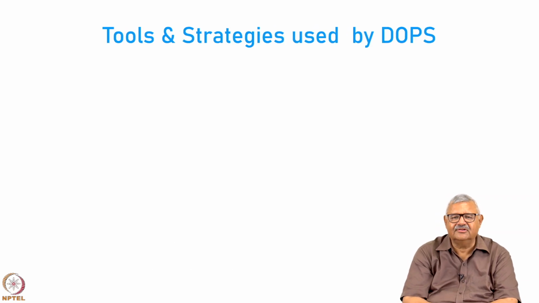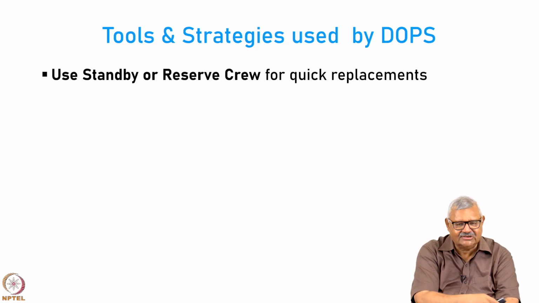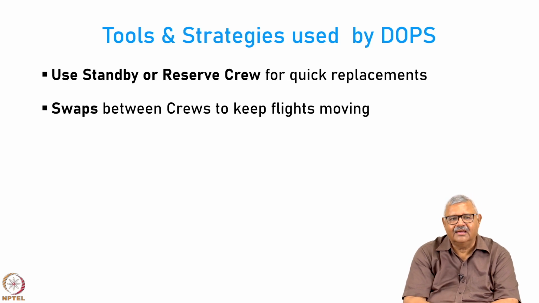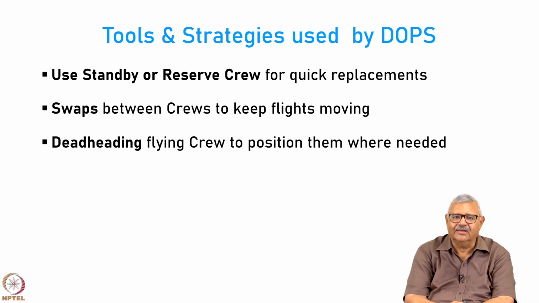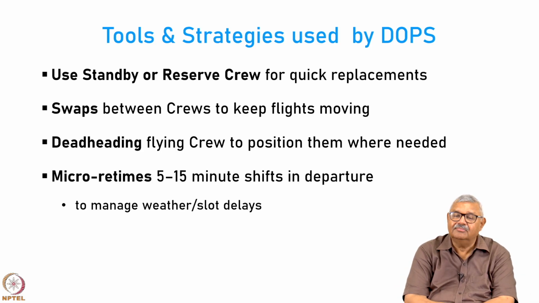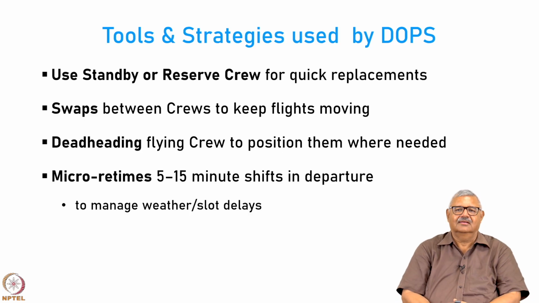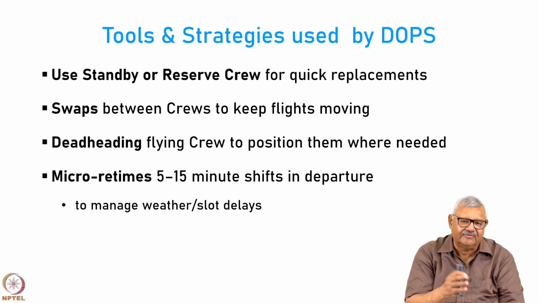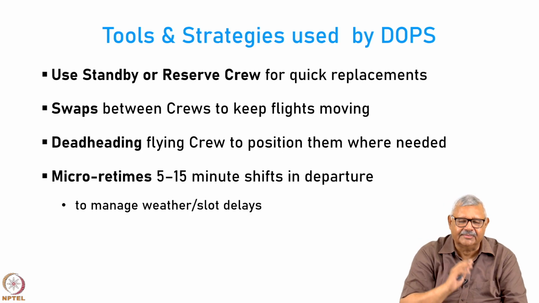There are some tools and strategies which are used by DOPS to ensure that they can solve a problem. I have already mentioned them, I will just repeat here. First is quick replacement by standby or reserve crew, then swap between crew members to keep the flights moving, then deadheading, flying crew to the position where they are needed. Sometimes the DOPS can do a micro departure delay. Many a time you hear that a flight is delayed by 5 minutes, 10 minutes, 15 minutes. Generally speaking, if you delay a flight more than 15 minutes, you need to report it. So, up to 15 minutes delay may not be reported.